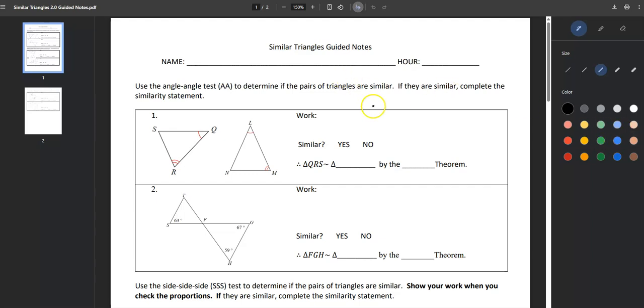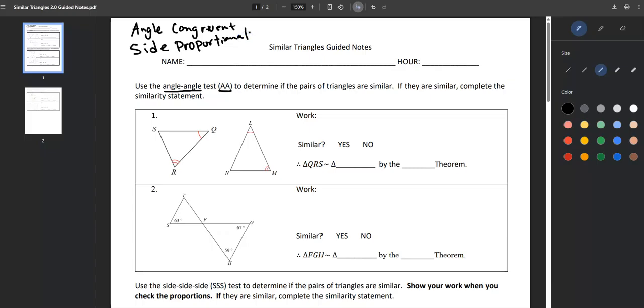So there are 3, again, theorems or rules that will help us show that triangles are similar. The first one is this angle-angle test. You will see that by AA a lot of times, and we're looking to see whether they're similar. I've got 2 examples, one that is and one that isn't. Okay, so before we get going on this, it's really important to remember from day 2 that for things to be similar, we have to have angles that are congruent, and then the sides have to be proportional.